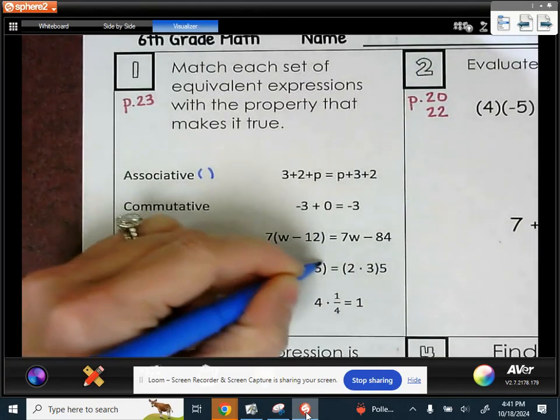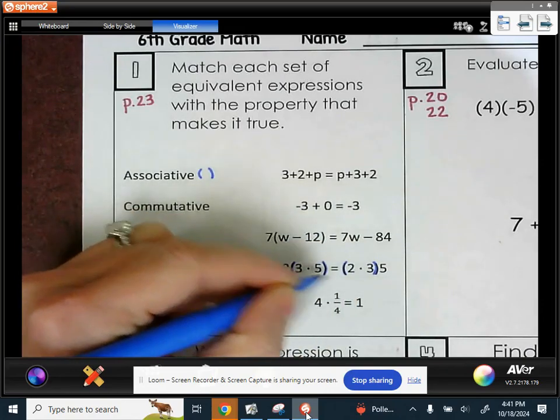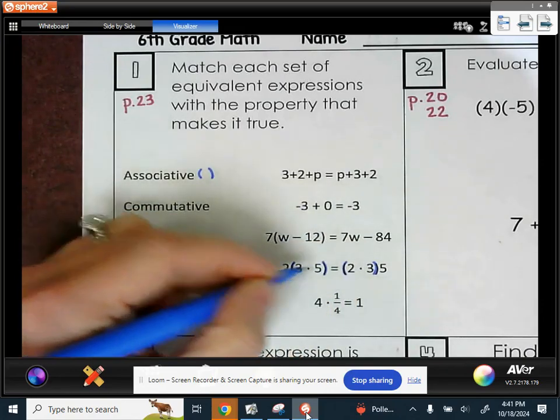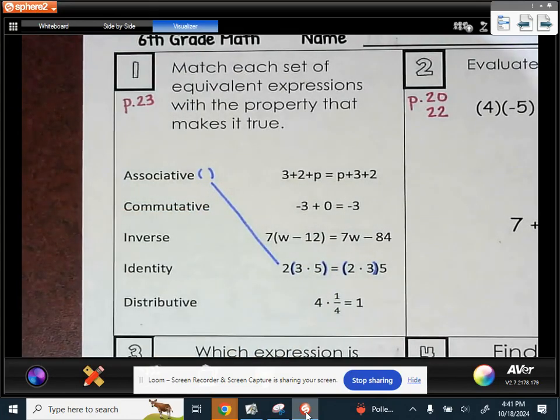If you notice on this one down here, they've moved the parentheses from being around the 3 and the 5 to being around the 2 and the 3, but the order didn't change. So this one right here is the associative property.